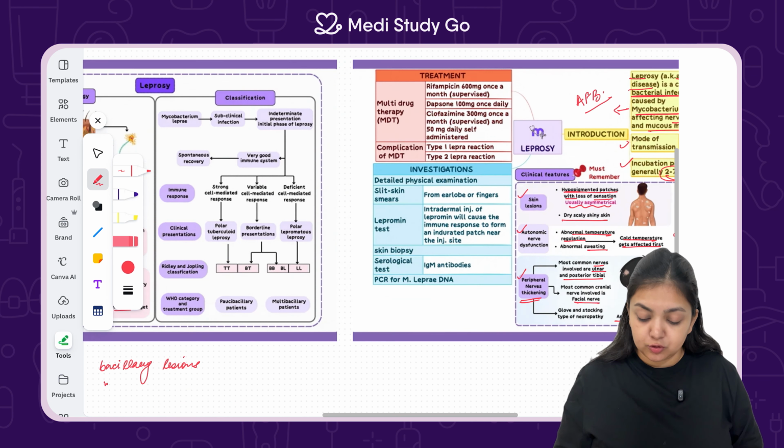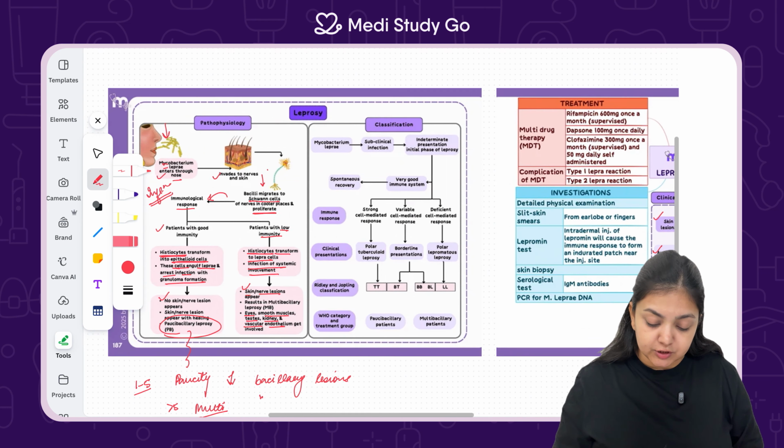Another thing which we need to know beyond the clinical features is the classification of leprosy. Because there is a difference in the type of reaction on the basis of immunity, there are going to be different types of leprosy on the basis of this very immunity. For that, there are two classifications. One has been given by WHO and one has been given by Ridley and Jopling.